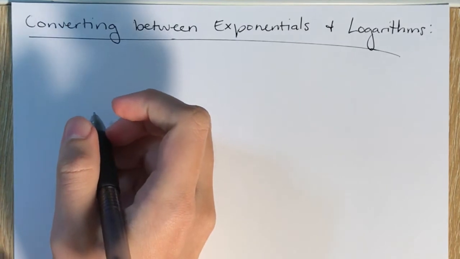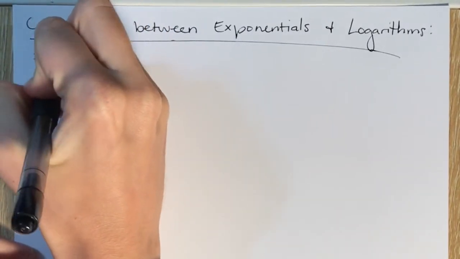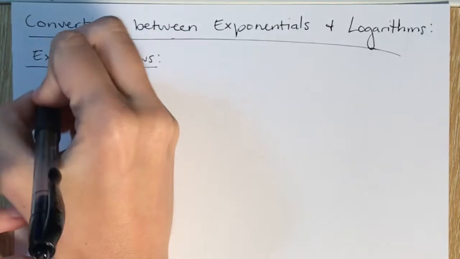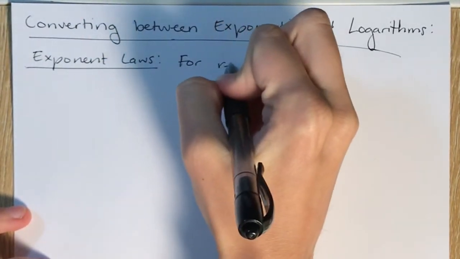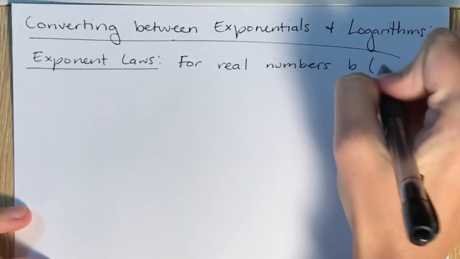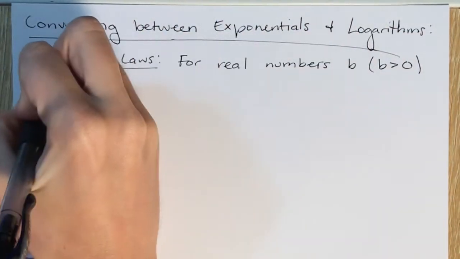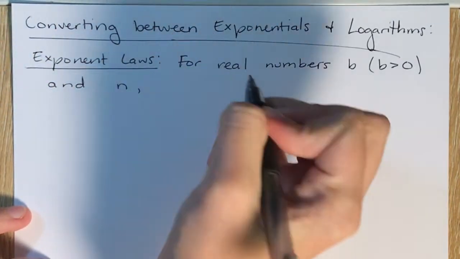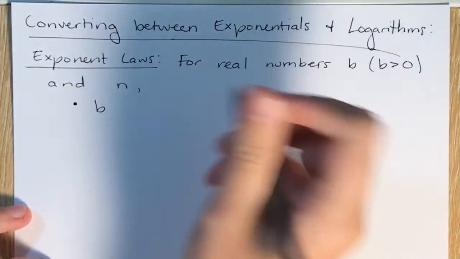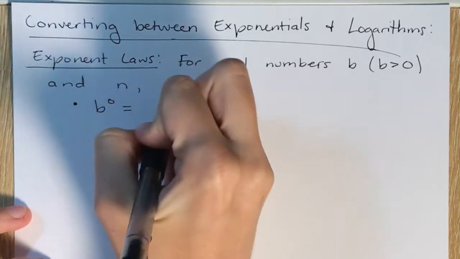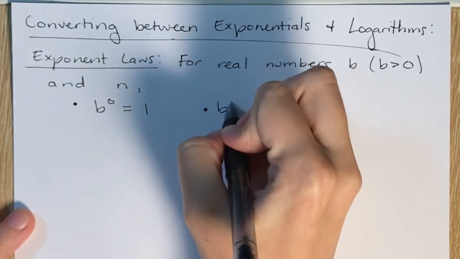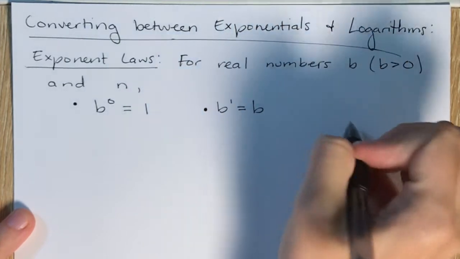So before we get into it, I would like to do a quick refresher on our exponent laws. So for real numbers b such that b is greater than 0, and n, we have the following. So first of all, any positive number b raised to the 0 is just 1. That's our first law. Second rule, b to the 1 is just b on its own.